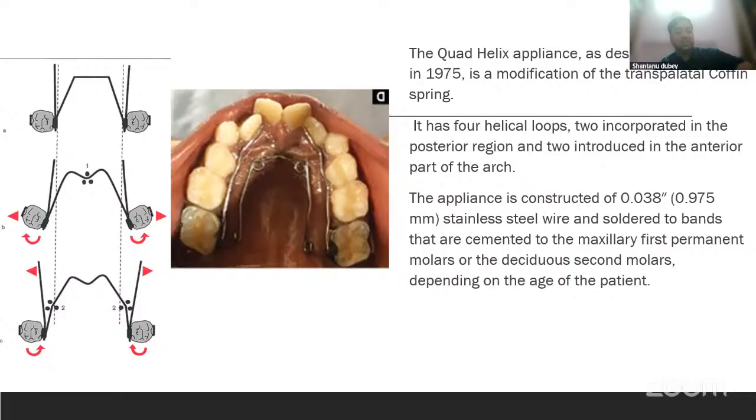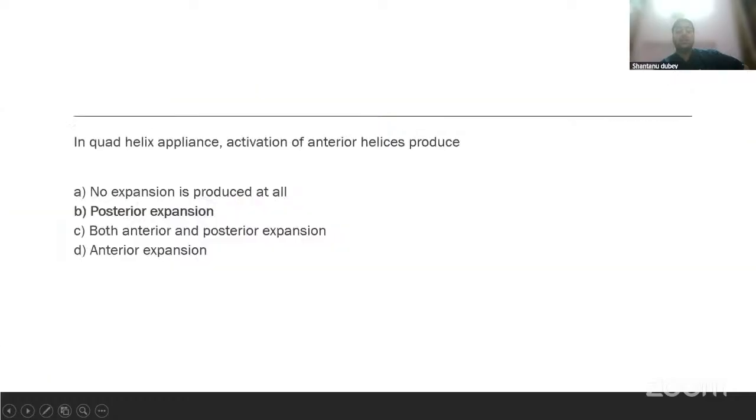So here you can see these are the anterior helices. These are the posterior helices. So once you open these helices, this arm moves outward, right? Once you activate these helices, this arm moves outward. This arm goes till here. Same goes for this arm also. So whenever the question is activation of anterior helices produces no expansion at all, of course, that's incorrect. Both anterior and posterior expansion, anterior expansion.